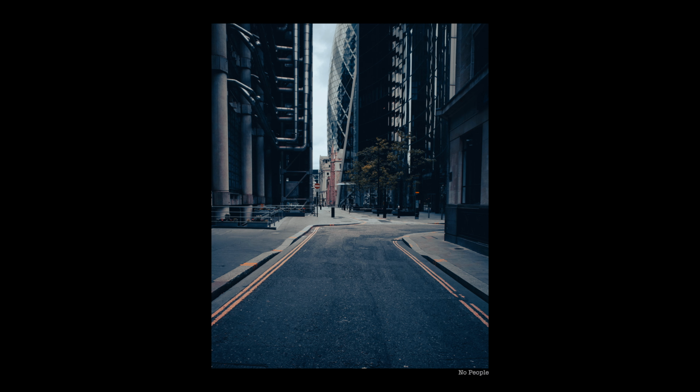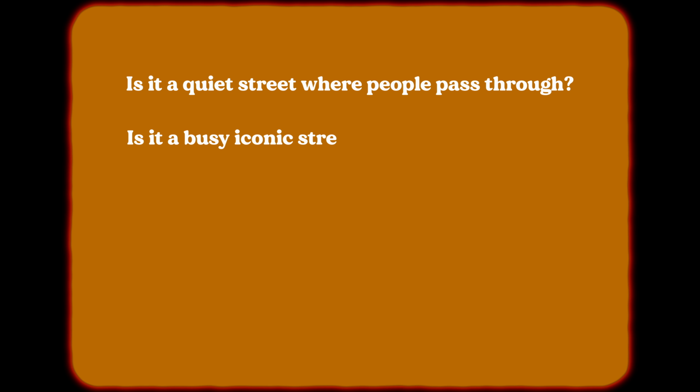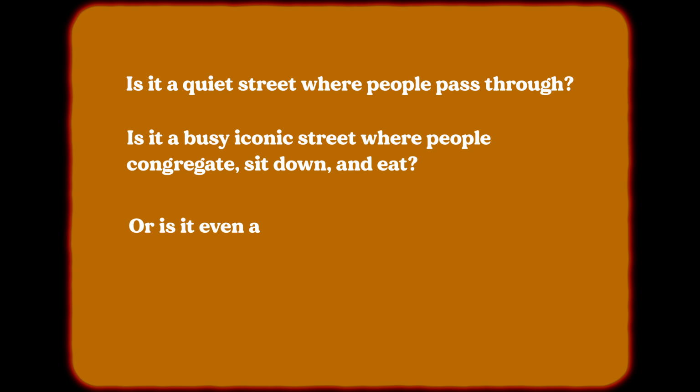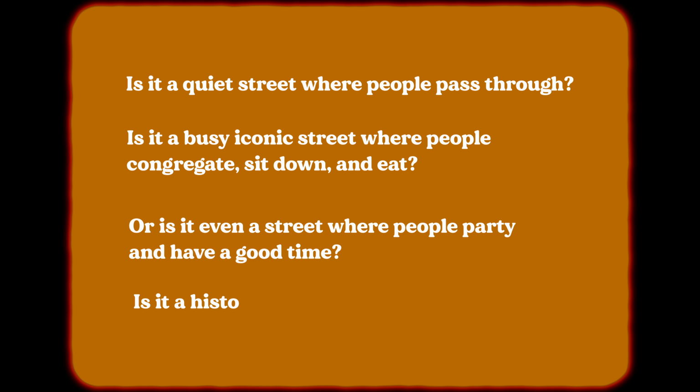When I'm shooting urban landscapes and streetscapes, I shoot both with people and without people. There are some interesting questions to ask yourself before taking a shot, whether you want to include people or not. Is it a quiet street where people pass through? Is it a busy, iconic street where people congregate, sit down and eat? Or is it a street where people even party and are there to have a good time? Or is it just a historical, beautifully structured street? These are the things that might inform you whether to shoot the street with people or without.